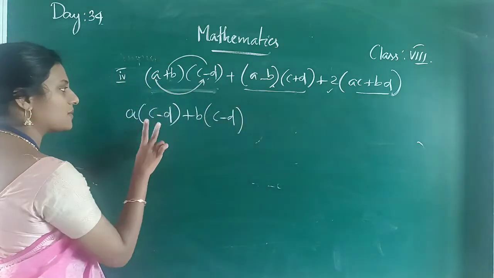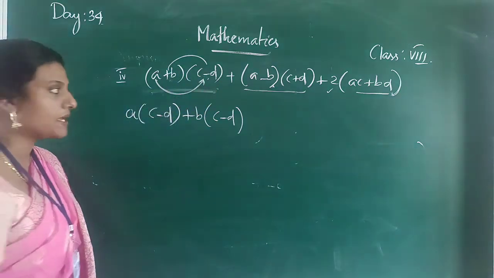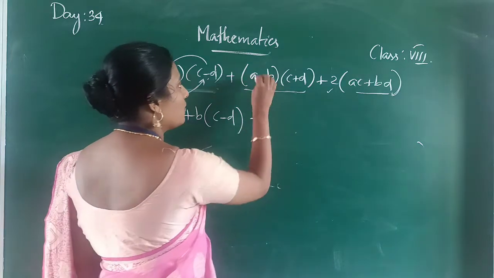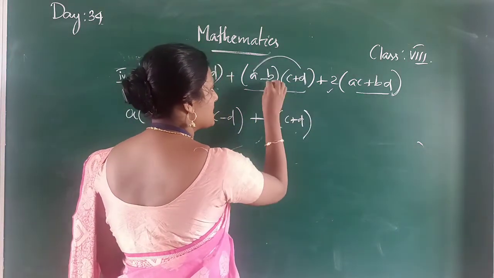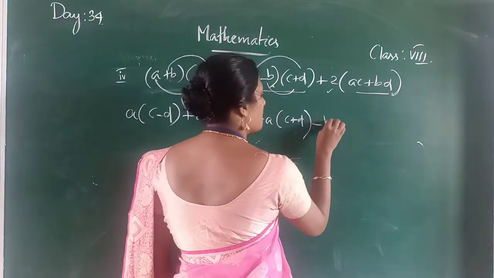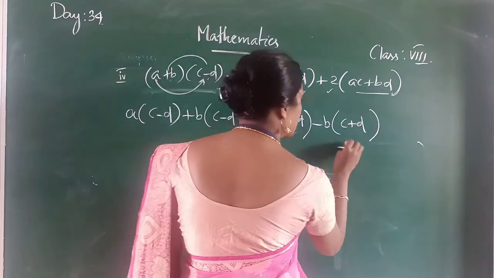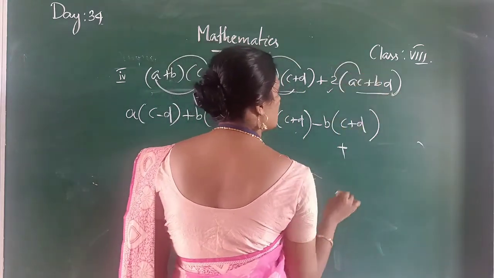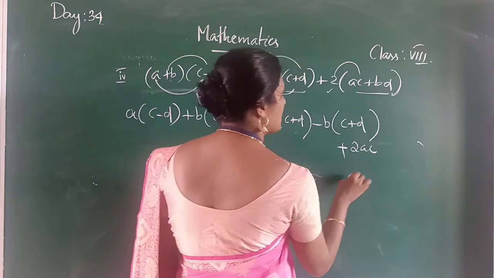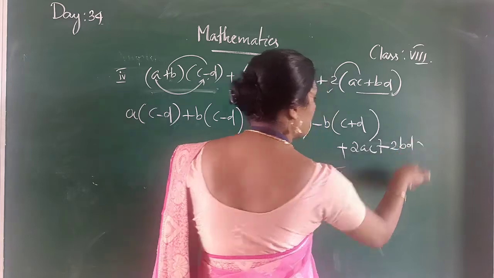And the first bracket we split it. The second bracket you have to multiply it. Plus a into c plus d. Next, this is minus b into c plus d. Plus, multiply 2 into ac plus bd: 2 into ac is 2ac plus 2 into bd is 2bd.